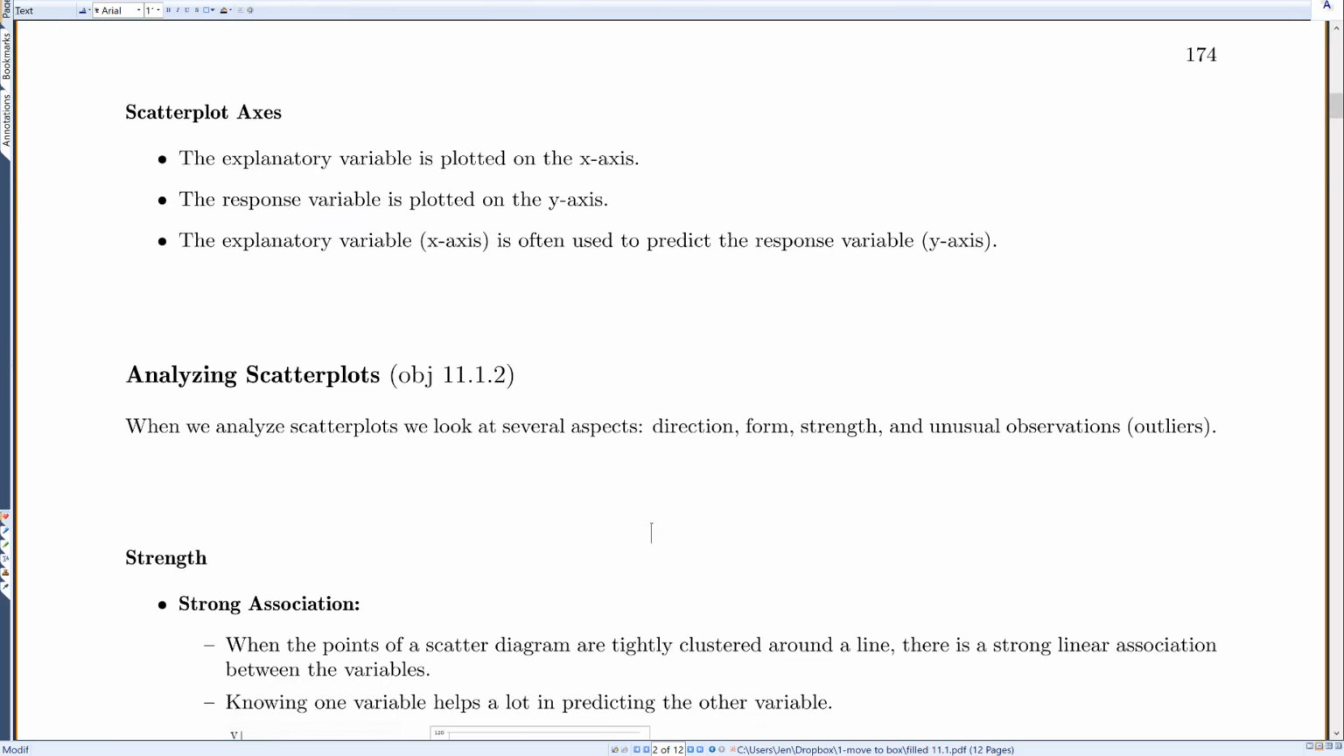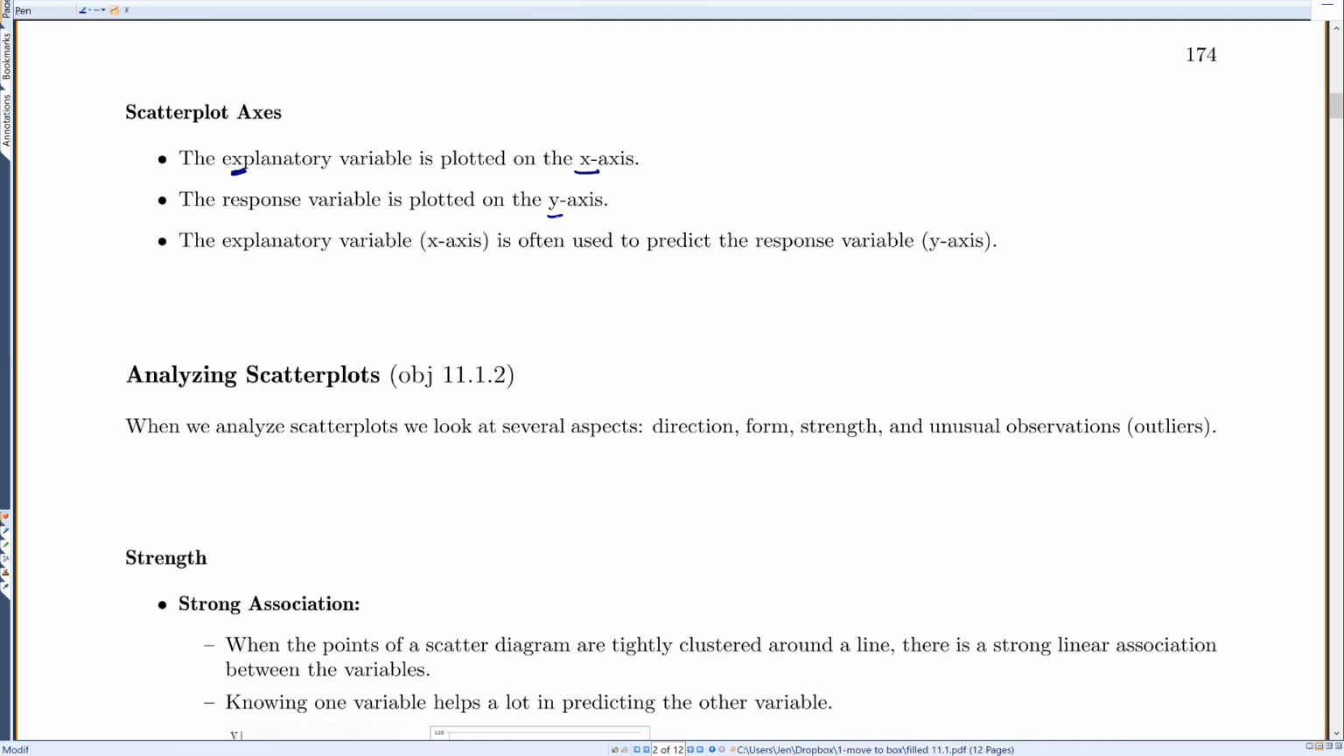When you decide what to put on which axis, the explanatory variable is always going to be on the x-axis. You can remember that because explanatory has an x in it. The response variable is plotted on the y-axis. And usually we're using that explanatory variable to predict the response variable.